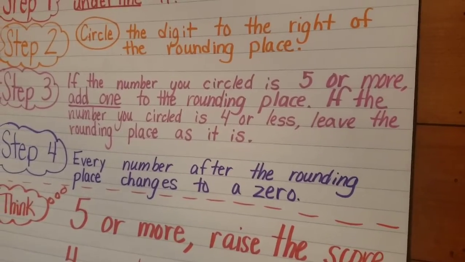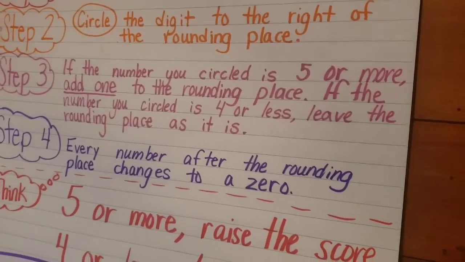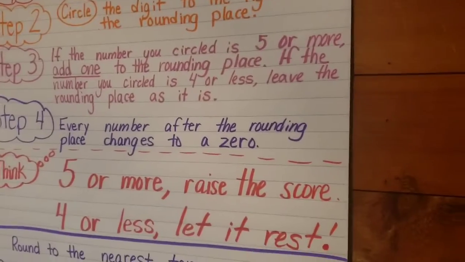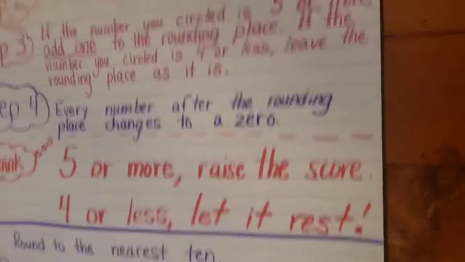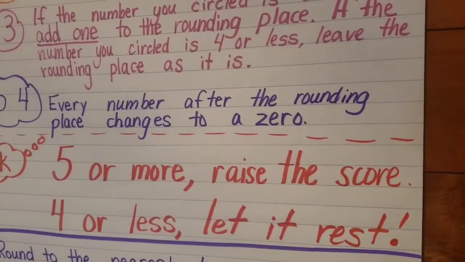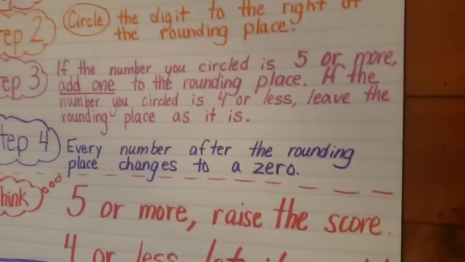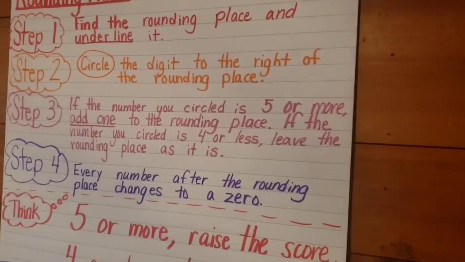And step 4, every number after the rounding place has to change to a 0. That's the last step. So you can think to yourself, 5 or more, raise the score. 4 or less, let it rest. So now I'm going to show you a couple of examples of how to use these rounding rules to round.